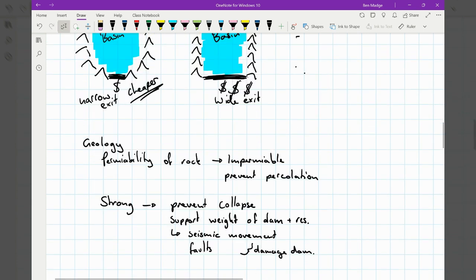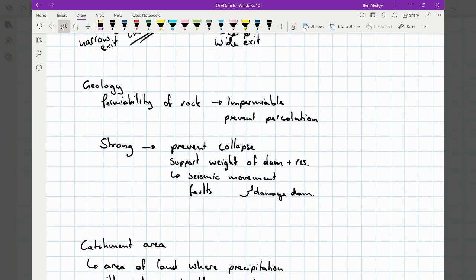So the next one we want to look at is the geology. So we're looking at how permeable the rock is. We want it impermeable to prevent percolation. So that this means that we store that water and it doesn't seep away. However, there are occasions where you do want the water to percolate in, and this is if you are using the reservoir to recharge aquifers. Then you do want it to be permeable.